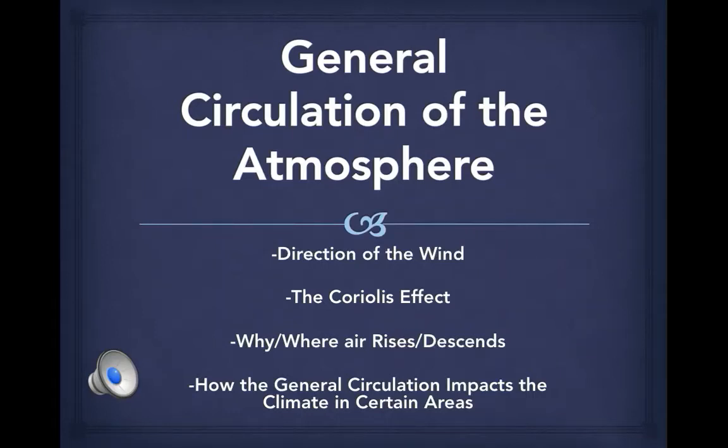Today we're going to talk about the general circulation of the atmosphere. This includes looking at the direction of the wind, the Coriolis effect, why and where air rises or descends, and how the general circulation impacts the climate in certain areas.